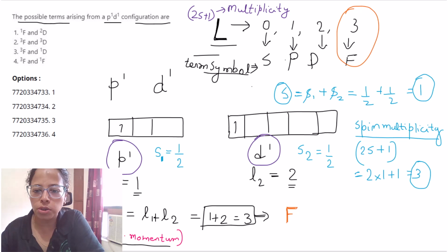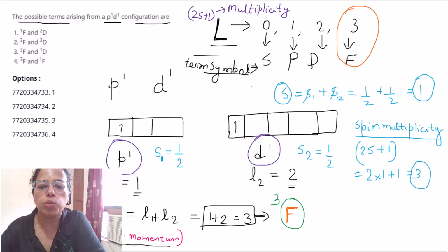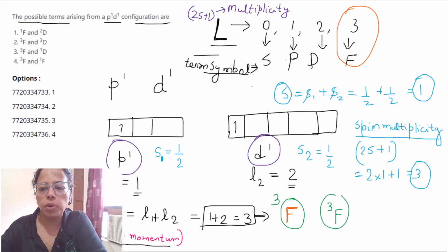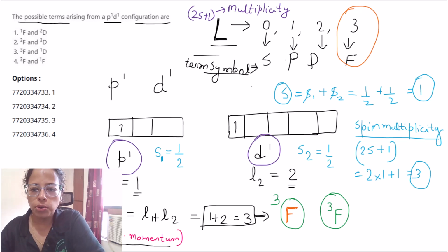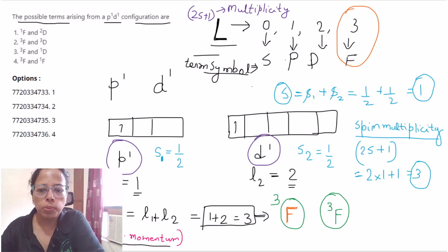So we have got both here. We have got the term symbol F and the multiplicity of 3, which will be the superscript. So 3F, one possibility. Where we have 3F, we have it in options 2, 3 and 4. And with that, we have a few options of 1F, 1D and 3D. Let's check what could be the other possible option for the P1D1 configuration.